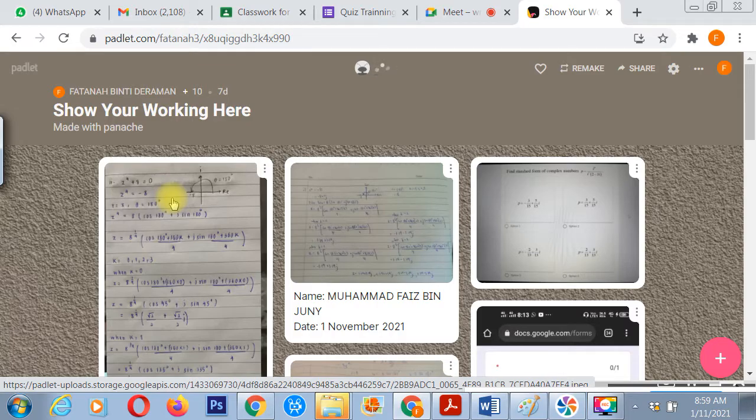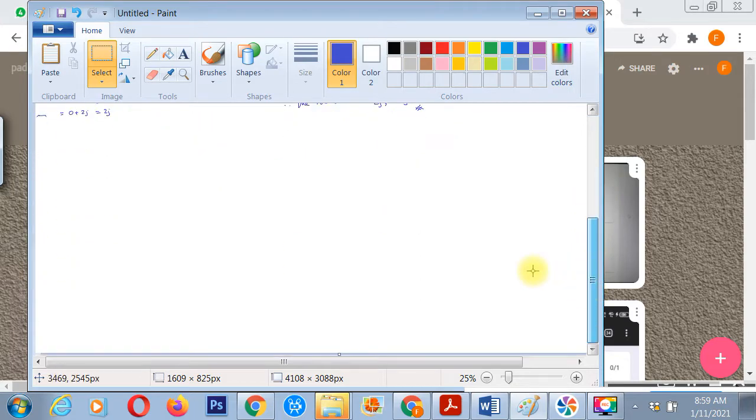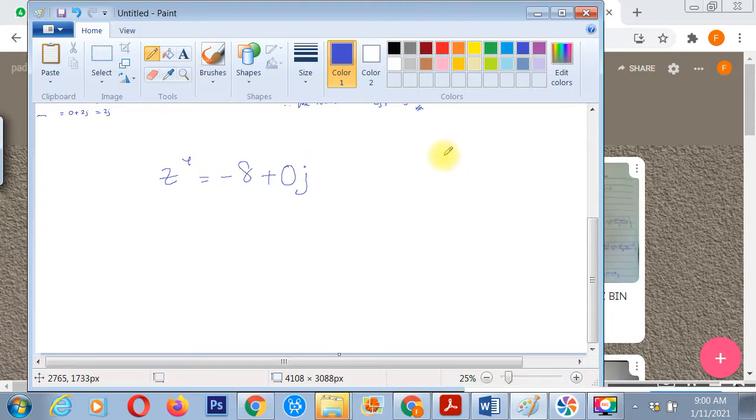Okay, plus 0j. So that is your skill to draw. So for example, we have z to the power of 4 equals to negative 8. But we know that it is a complex number, so we just add 0j. So we put it in the diagram, we will have negative 8, so that is what?